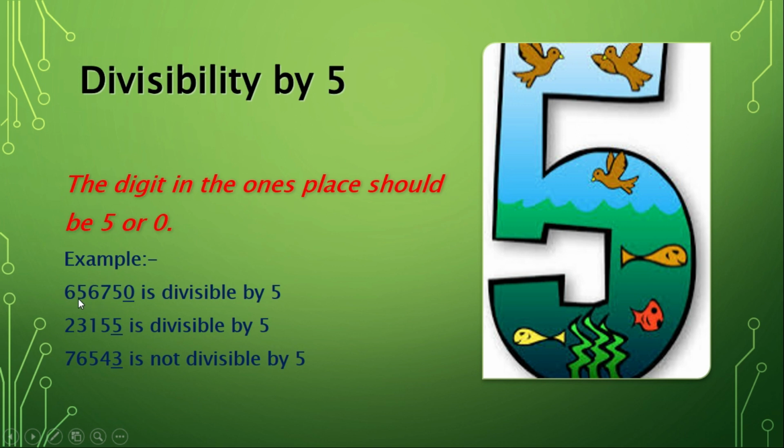See, this is the number 6,56,750 and we have 0. That means if we see 0, we can immediately say that this number is divisible by 5. As we have 5 here, this is also divisible by 5. But in the last number we have 3. That means this 76,543 is not divisible by 5. Easy, na? Yes, let us move to the next one.